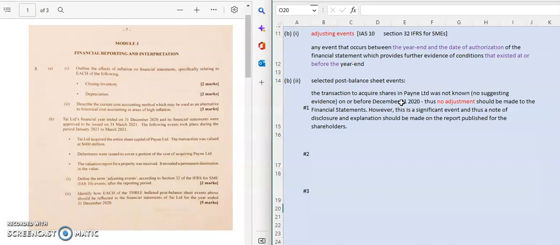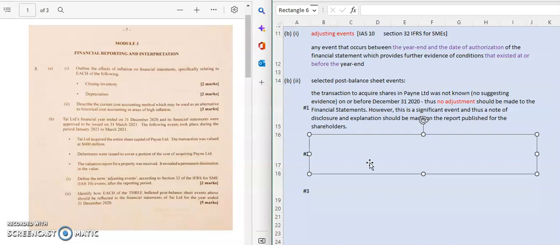It's very material, and therefore a note of disclosure and an explanation will have to be attached to the financial report so that the shareholders would know what impact this is likely to have on their future earnings, at least the future of the company in any way. All right. Well, subsequent to that was the debentures.